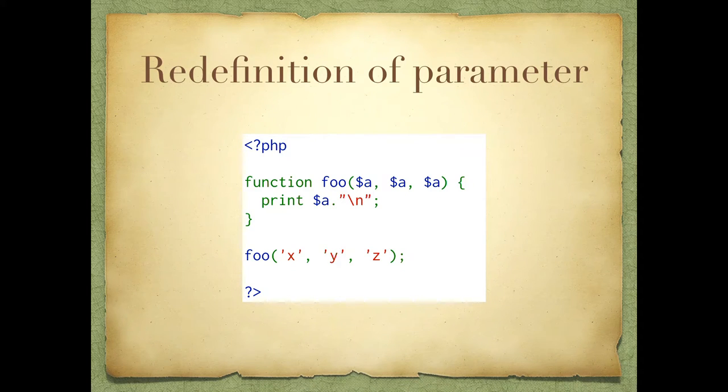PHP is just going to assign the different values to the same variable. So it's going to say, okay, foo has three arguments. The first one is X, I put it in A, good. The second one is Y, it's going to go to another variable called A, and it just overwrites. The last one is Z. And then you print it. PHP 7, not possible anymore. You're going to get a fatal error that has been upgraded.